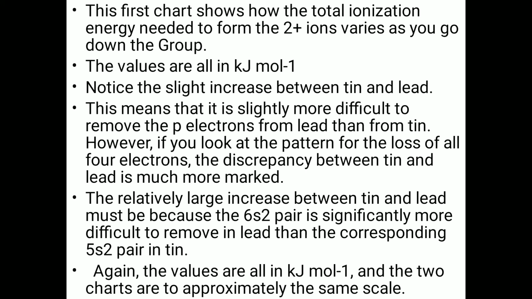The first chart shows how the total ionization energy needed to form the 2 plus ion varies as you go down the group. The values are all in kilojoules per mole. Notice the slight increase between tin and lead. This means that it is slightly more difficult to remove the p electrons from lead than from tin. However, if you look at the pattern for the loss of all 4 electrons, the discrepancy between tin and lead is much more marked. The relatively large increase between tin and lead must be because the 6s2 pair is significantly more difficult to remove in lead than the corresponding 5s2 pair in tin.